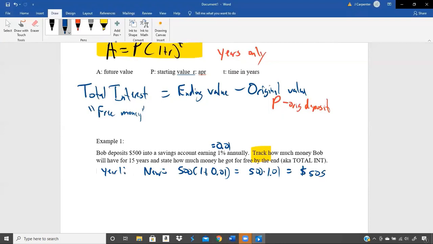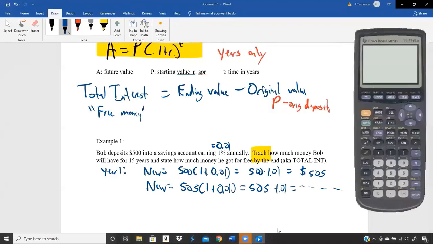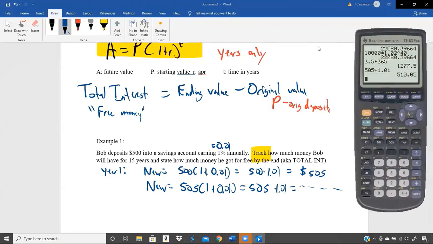Now, what I did not say in here was how much interest he got. You could figure that out, because the interest for that year would be the ending of year 1 minus the beginning of year 1. So he made $5. And then year 2, we should expect him to make more than $5. This is where I'm going to stop the calculations, but it would be 505 times 1 plus 0.01, which is 505 times 1.01, which is 510.05.